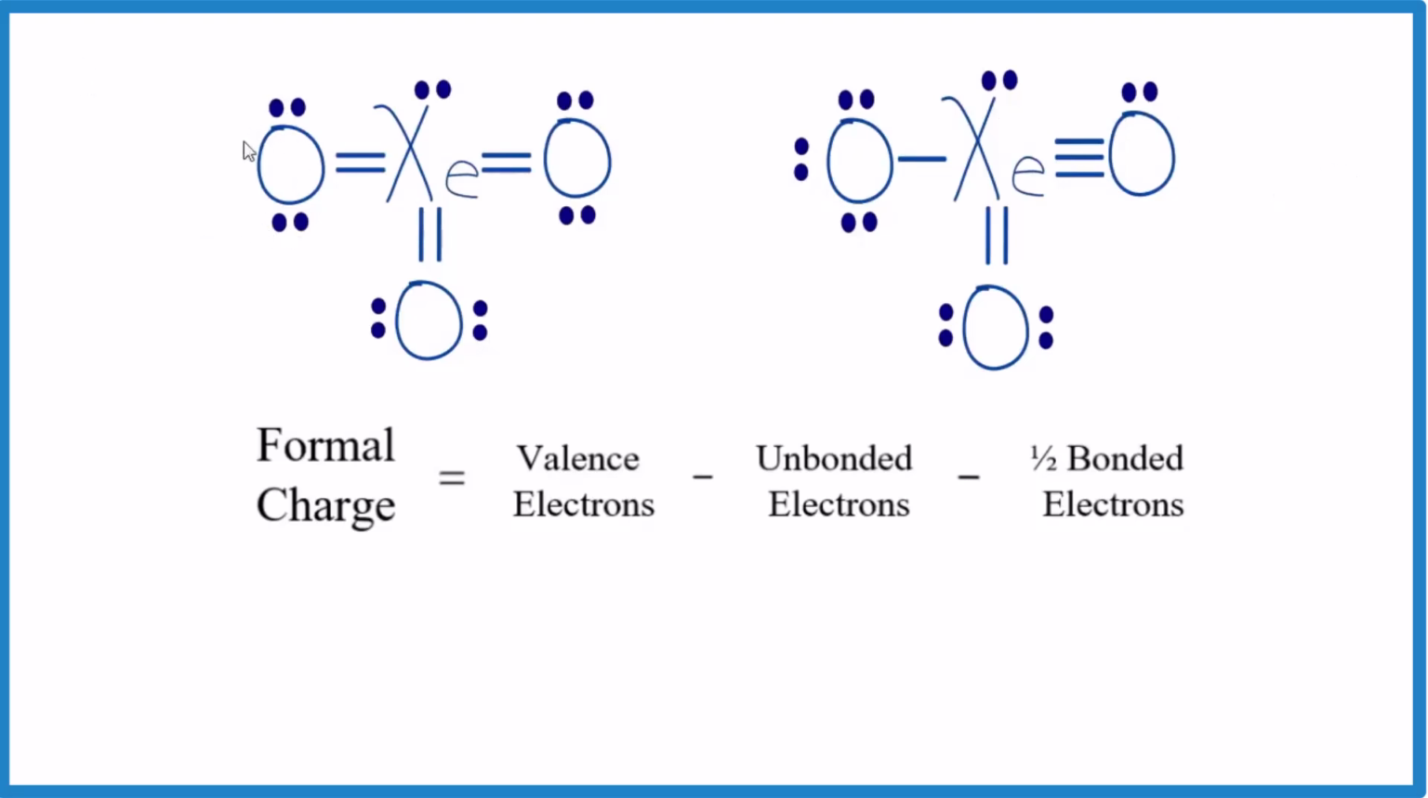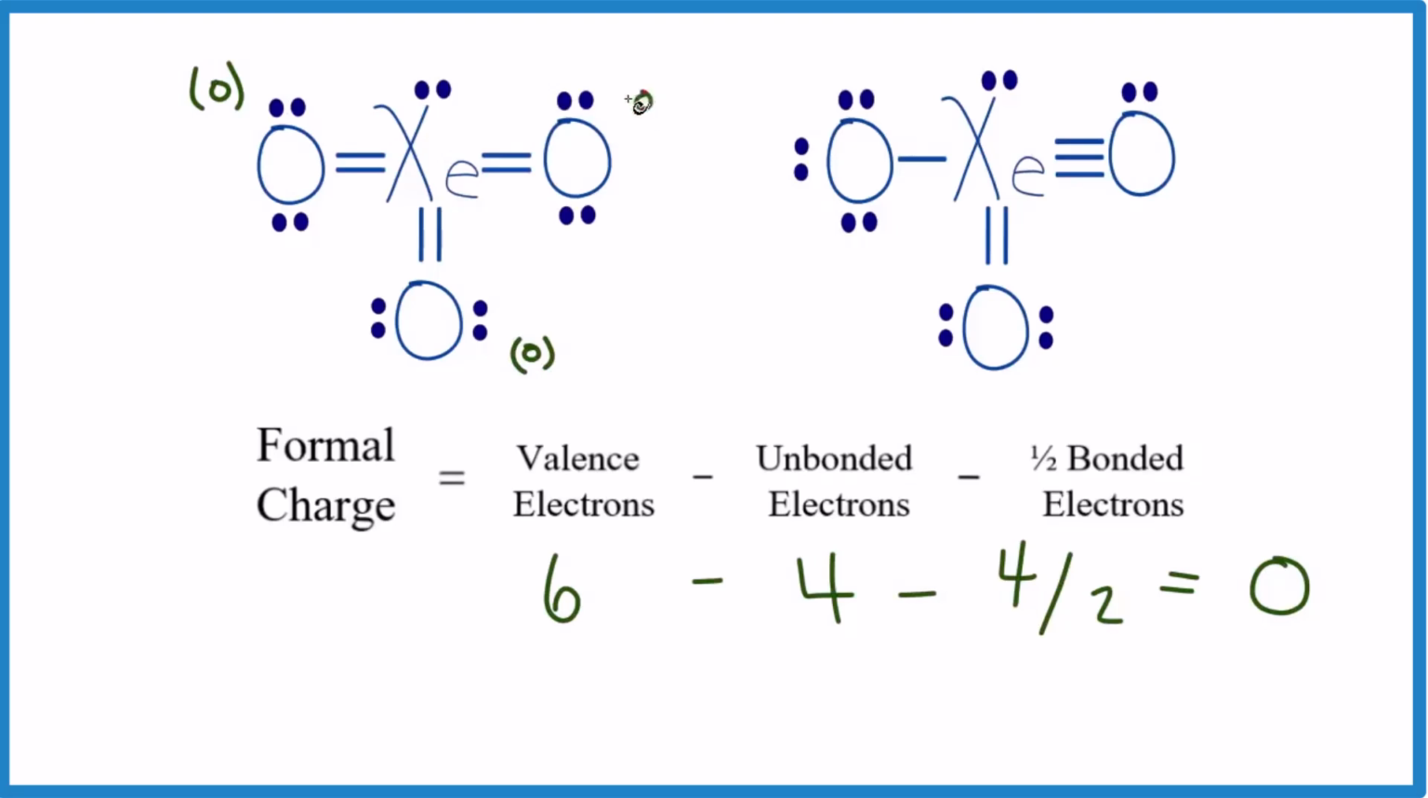We'll start over here and work with this oxygen first. For this oxygen, 6 valence electrons for oxygen, minus the unbonded, 2, 4 unbonded, and then minus 1/2 of the bonded electrons. So we have 2 bonds, 2 electrons in each, 4 bonded electrons. So 6 minus 4 minus 2 gives us 0. So the formal charge on this oxygen right here with the double bond is 0. And in fact, all of these here are the same, so they're going to be 0.